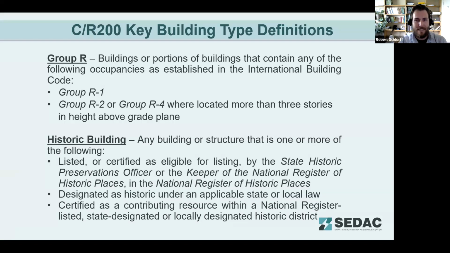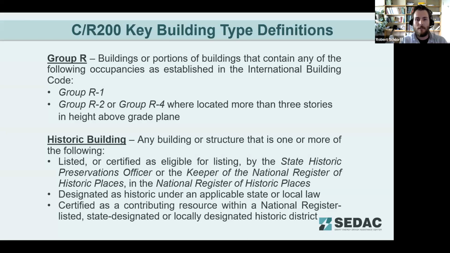So first, some key building type definitions. As Ryan described earlier, there is a difference between commercial and residential buildings within the code. If we are talking about specifically commercial buildings, there is then a difference between commercial buildings and commercial buildings that contain Group R occupancies. And so what is a Group R occupancy within the code? Group R occupancy is buildings or portions of buildings that contain any of the following occupancies as established in the IBC: Group R1, Group R2, or Group R4, where located more than 3 stories in height above grade plane, or as Ryan said, more than 4 stories in height above grade plane in Chicago.